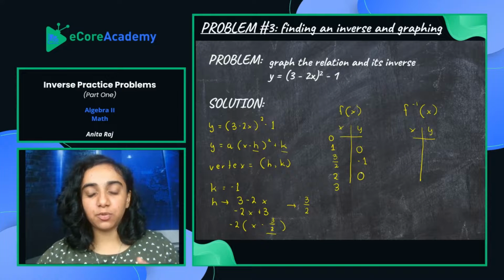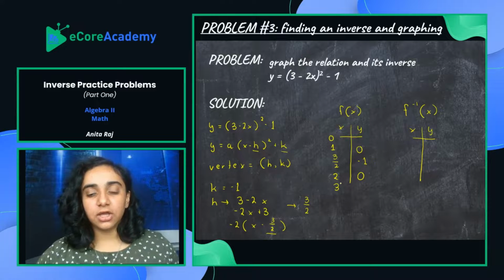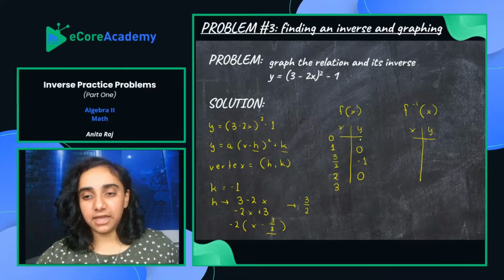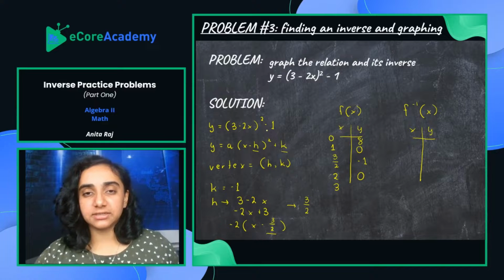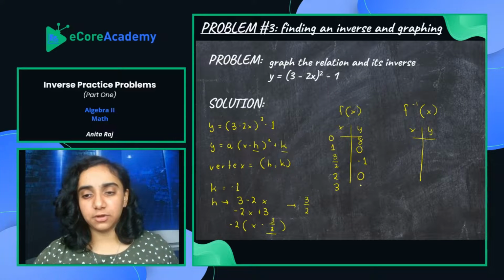So that's why we picked points that are equidistant from the vertex, so that the y coordinates are identical to each other. Then if we look at 0, if we plug 0 in, 2 times 0 is just 0. So 3 minus 0 is 3. 3 squared is 9. 9 minus 1 is 8. And then if you plug 3 in, 3 times 2 is 6, 3 minus 6 is -3, -3 squared is 9, and 9 minus 1 is equal to 8.